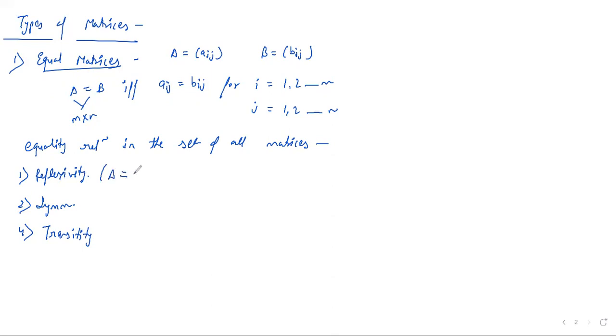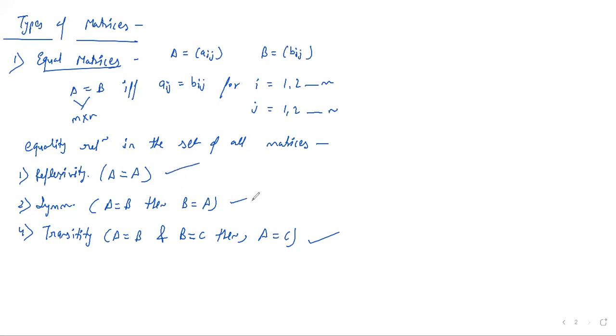Reflexivity is when A is equal to A, that is, matrix A is equal to matrix A. Symmetricity is when I have matrix A equal to B, then matrix B is also equal to A. And transitivity is when I have matrix A equal to B and matrix B equal to C, then I can say that A is equal to C. So for matrices to be equal, these properties of equality relations have to be satisfied: reflexivity, symmetricity, and transitivity.